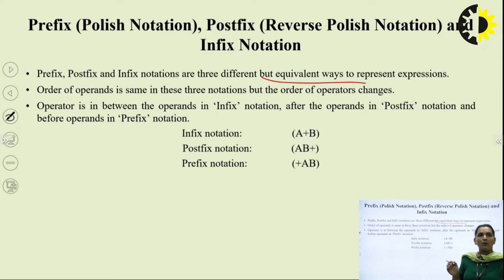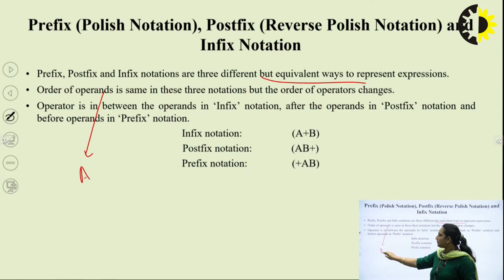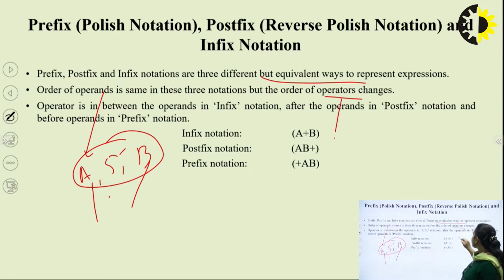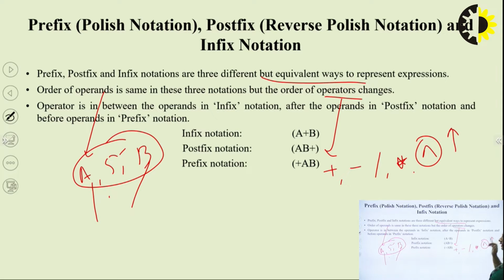In these, the operands keep the same order. Operands are terms like A, 5, B, anything, A, B, C, numeric type or character type. What about the operators? Operators are plus, minus, divide, multiply, and exponential, which we can also write as an upward pointing caret.